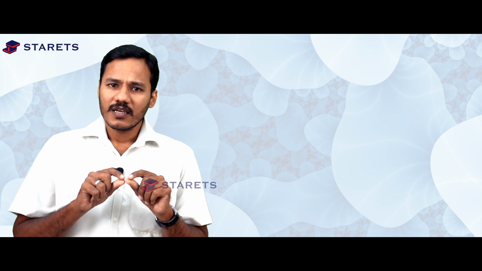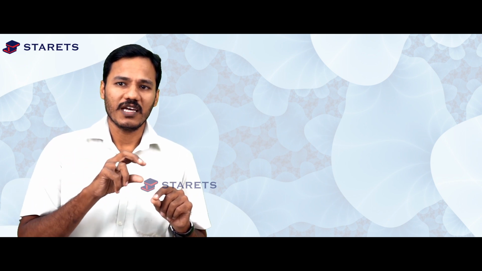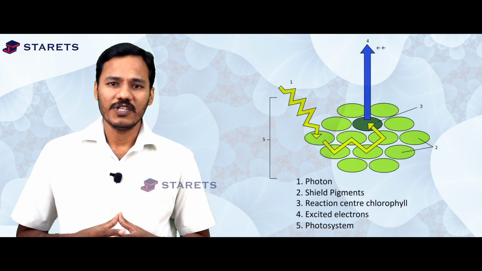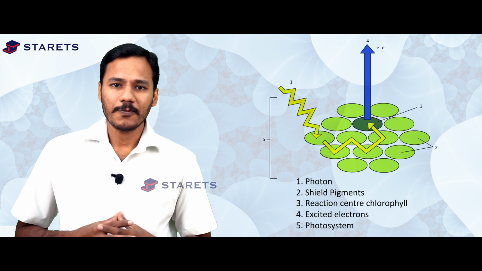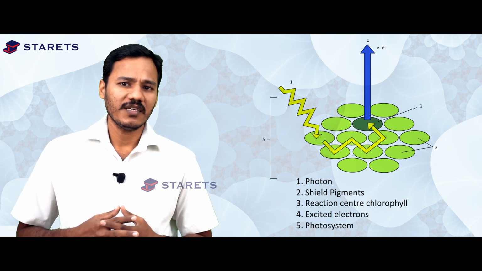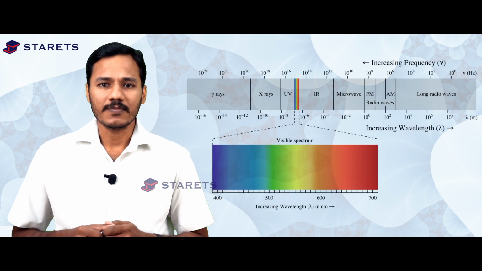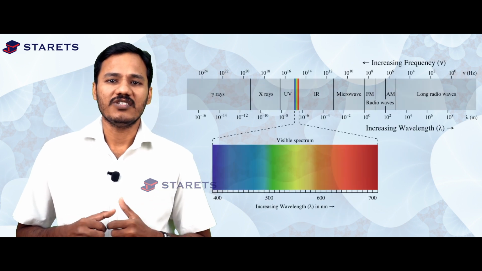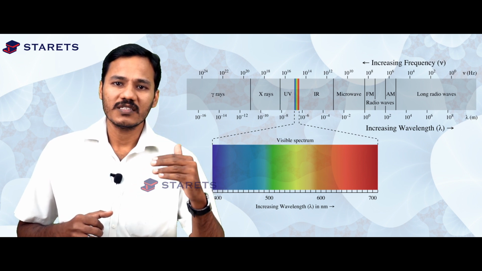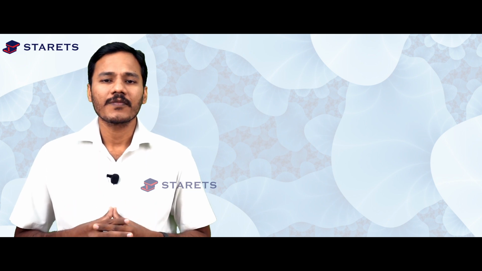And inside the thylakoid membrane, there are many photosystems. The photosystems contain many chlorophylls and accessory pigments. As we discussed in the previous lectures, light is an electromagnetic spectrum and it contains energy. As the wavelength gets smaller, the energy is higher. This you may know.